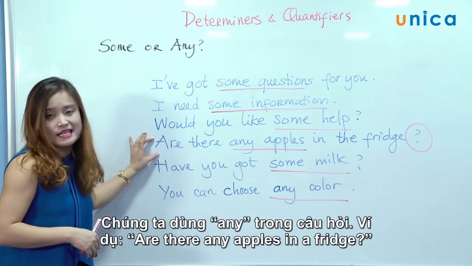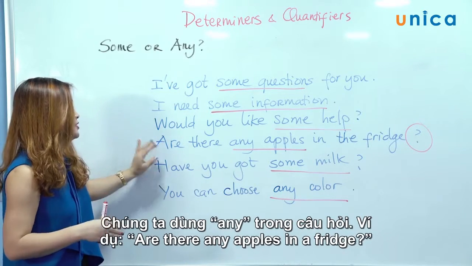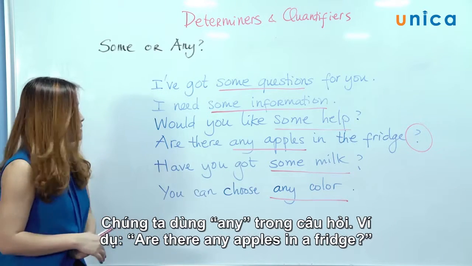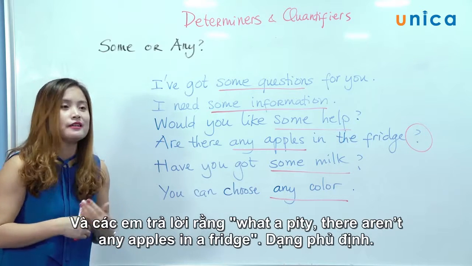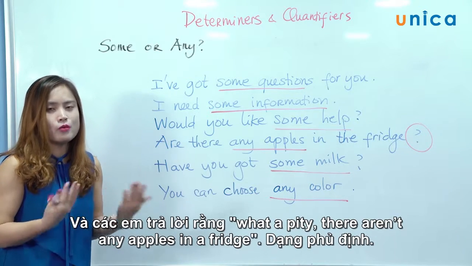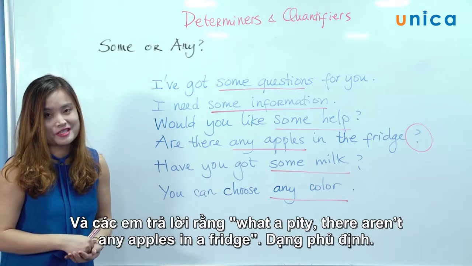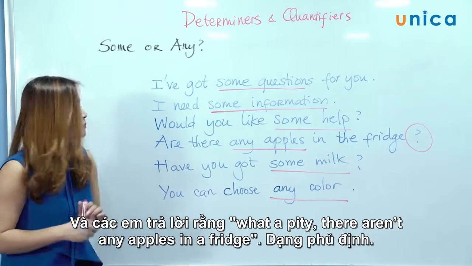We use any in a question. For example, are there any apples in the fridge? And you can answer like, oh, what a pity. There aren't any apples in the fridge. Okay? Negative form.